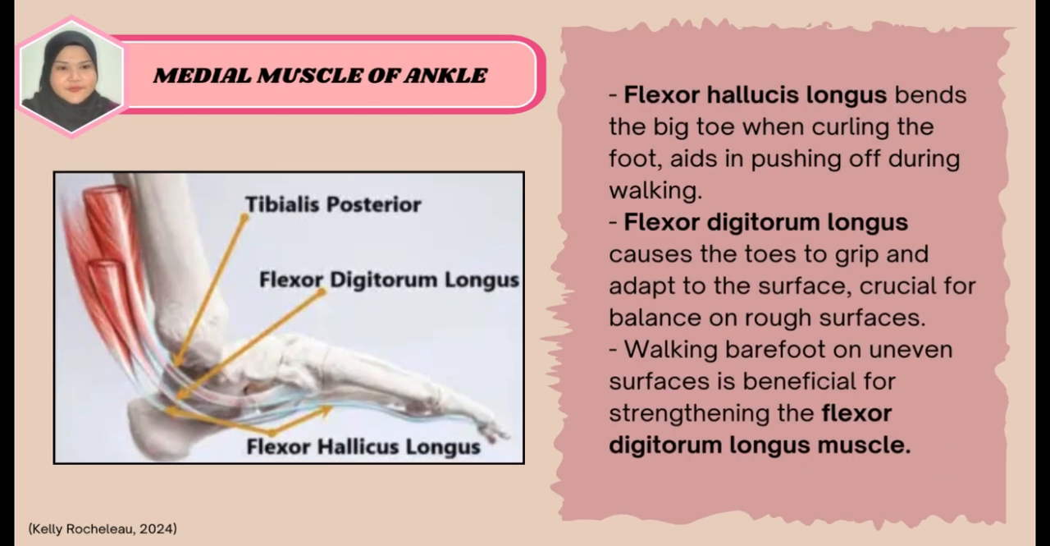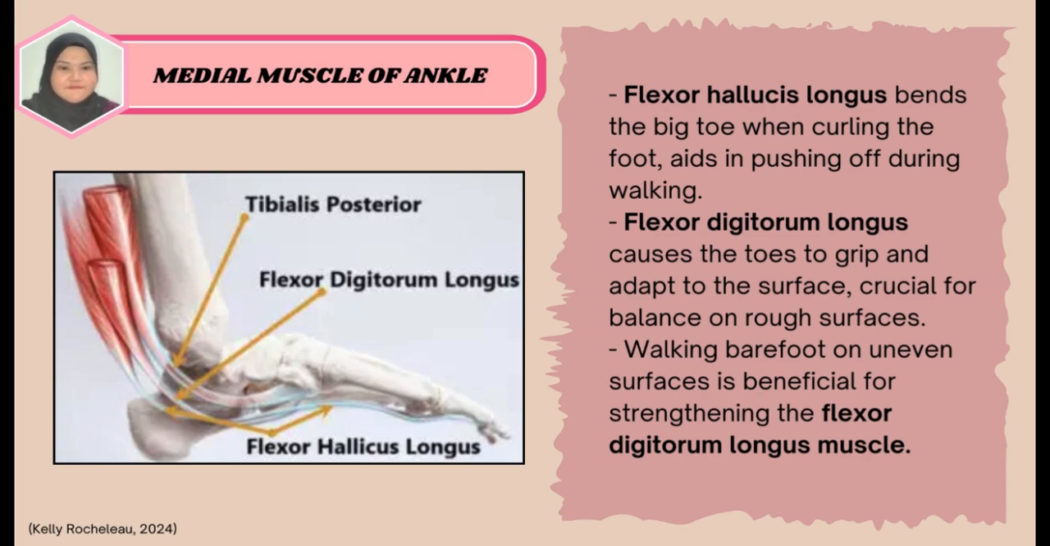And lastly, for the muscles on the medial side of the ankle, there are two muscles that attach to the ankle, which are flexor hallucis longus and flexor digitorum longus. Firstly, the flexor hallucis longus is used to bend the big toe when curling the foot, and it helps in pushing off during our walking.